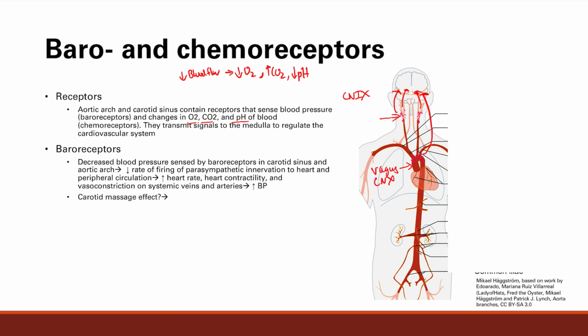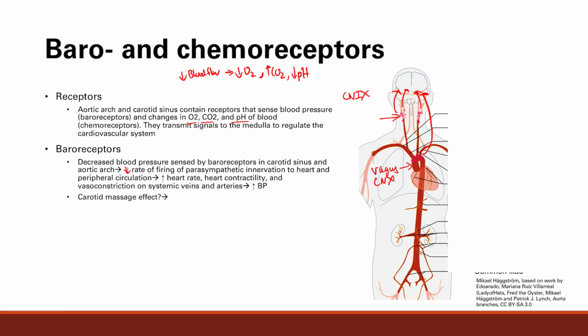So let's take a closer look at the baroreceptors and what happens. What happens when there is decreased blood pressure? Well, there's going to be decreased blood pressure throughout the system, and it's going to be detected at the aortic arch and at the carotid vessels. So when the receptors sense that decreased blood pressure, they're going to decrease the rate of firing of the parasympathetic innervation. And when there's decreased parasympathetic innervation, then remember it's a balance between parasympathetic versus sympathetic. So the sympathetic is going to predominate.